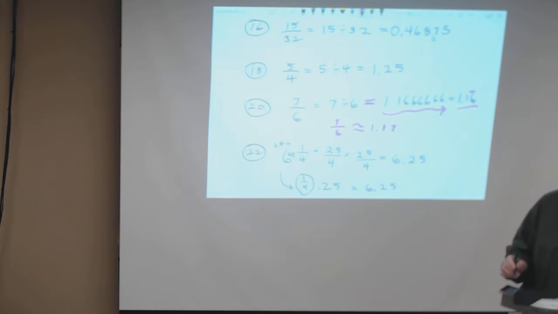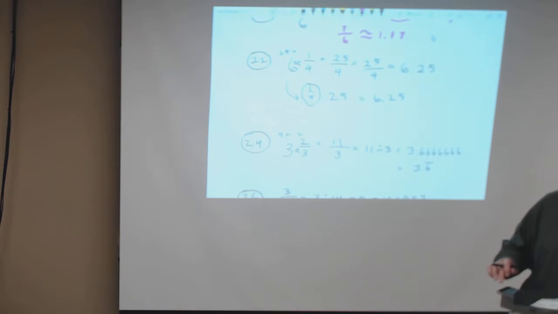Sometimes the answer book will just show 1.16666 and then go dot dot dot, which says it keeps going. And sometimes it'll have a line over the 6. But there has to be enough there where you can see the pattern to see that it keeps going. Any questions about that? Okay.